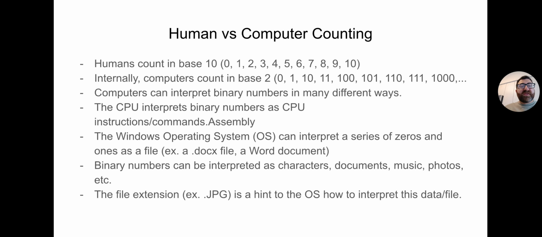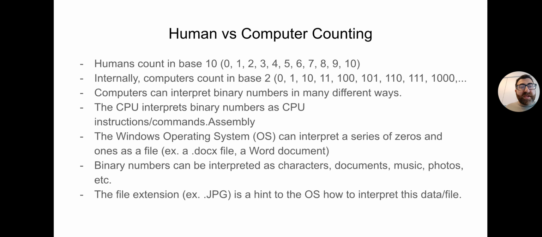The CPU, the central processing unit, the brain of the computer, interprets binary numbers. So it interprets zeros and ones as CPU instructions or commands. There's this type of programming called assembly programming, which is the lowest level of programming, where they end up directly putting zeros and ones into the commands, into the CPU, and the CPU executes those series of zeros and ones. The Windows operating system, the OS of your desktop computer, can interpret a series of zeros and ones as a file, for example, a .docx file, a Word document.